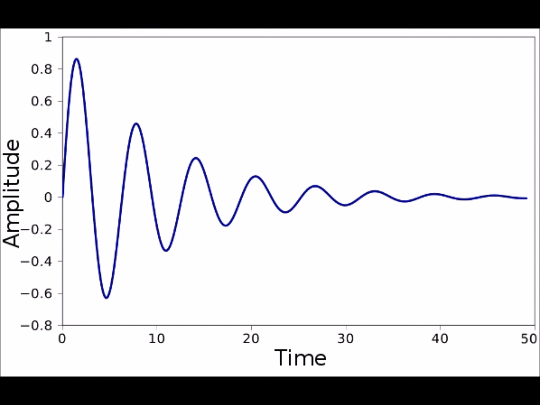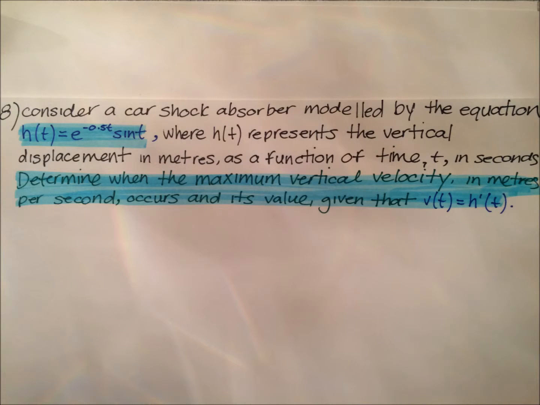From the question we can determine that this is a sinusoidal function, an example of damped harmonic motion, since we're dealing with a car shock absorber. As shown on your screen, damped harmonic motion is when the amplitude of a harmonic oscillator diminishes over time due to friction. Also from the question, we can determine some key pieces of information, such as the equation itself, h of t equals e to the power of negative 0.5 t sine t, and that we must determine when the maximum vertical velocity in meters per second occurs and its value.